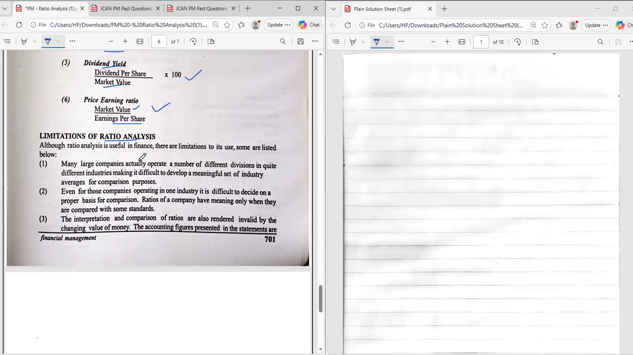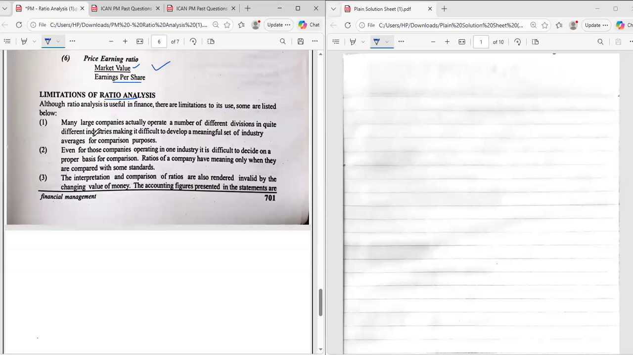Look at it. Many large companies actually operate in a number of different divisions in quite different industries. So industries can make it different. For those companies operating in many industries, it is difficult to decide on the proper basis for comparison. So when you are in a particular industry and you prepare your ratios, the first thing that comes to your mind is who do I compare this ratio against? Just like when you are in class, you did an examination and results came out, you say, who do I compare this result against?